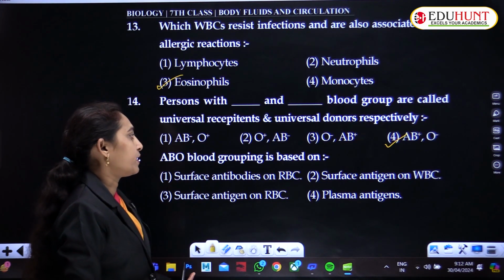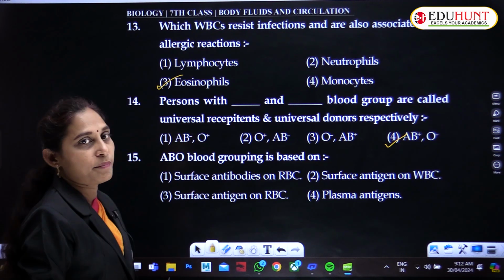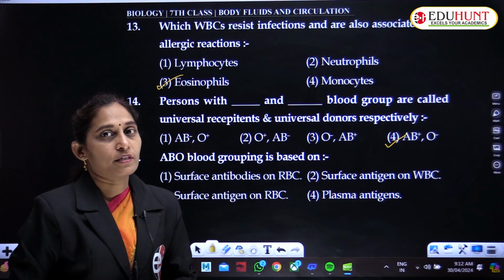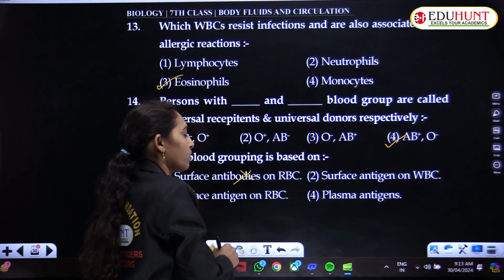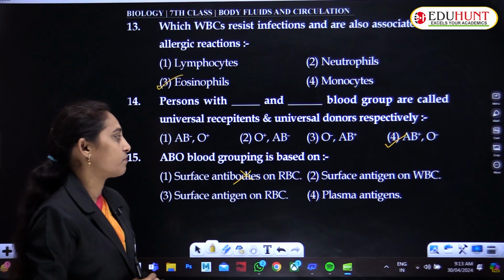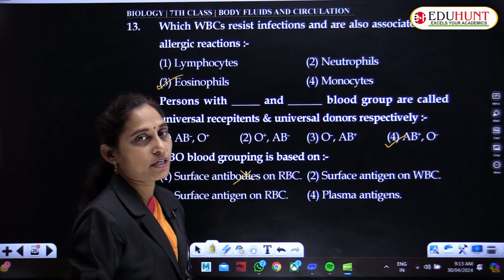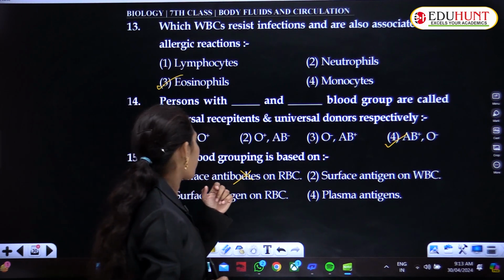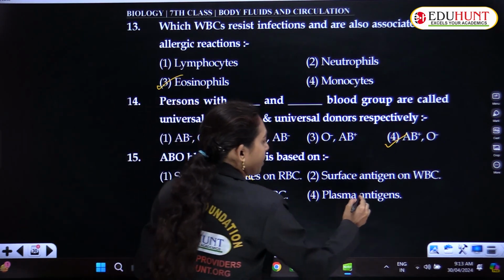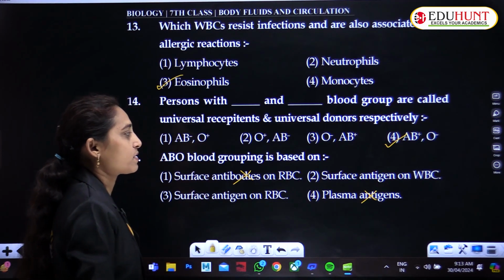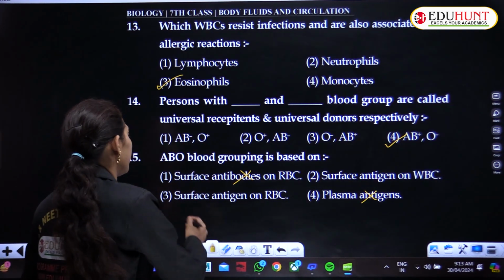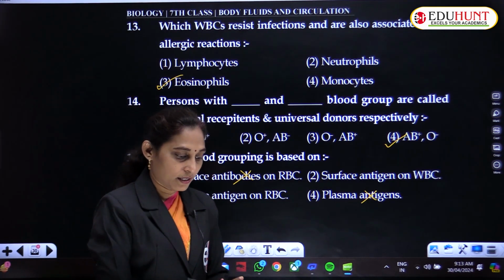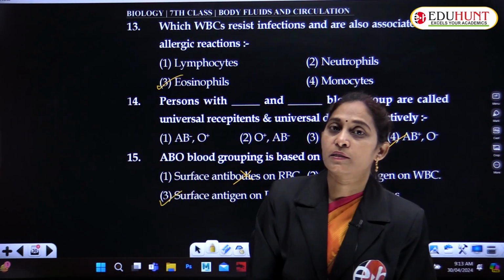ABO blood grouping is based on surface antibodies on the RBC. This is quite wrong, because antibodies are not present on the surface of RBC. Surface antigen on WBC and surface antigen on RBC. Plasma antigens, no, plasma has antibodies. So cutting these two, surface antigen on WBC or RBC? We know that it is RBC. Surface antigens on the RBC decide what group the person has.